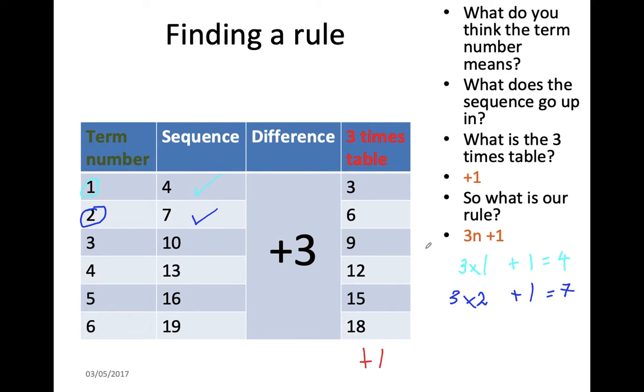So effectively, what this rule or nth term does is calculate what the jumps are between the terms of the sequence and how different it is to that specified times table. So this is our rule for the sequence. 3n plus 1 is the sequence 4, 7, 10, 13, 16, 19.